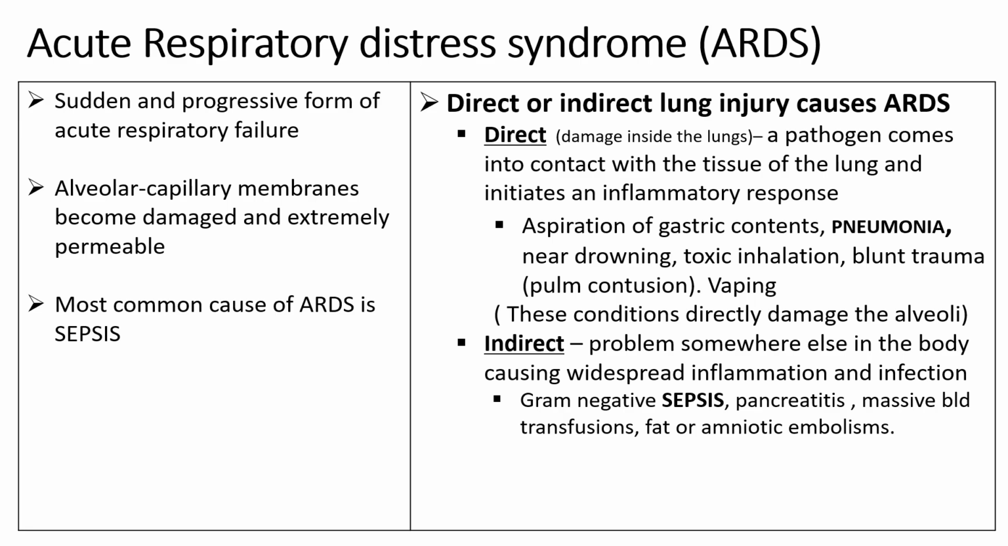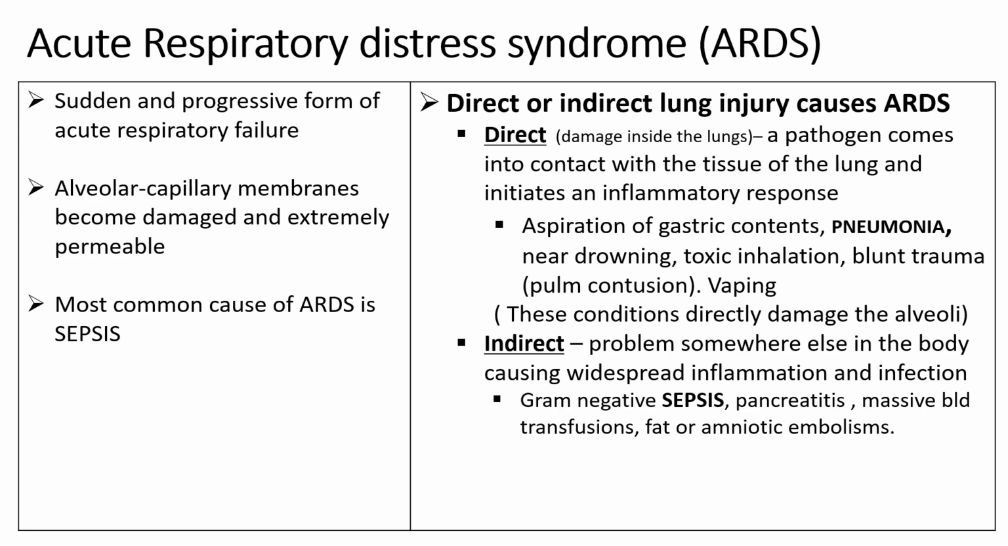The key problem is that the alveolar capillary membrane, which is the thin barrier where oxygen crosses into the bloodstream, becomes injured and extremely permeable. When that barrier becomes leaky, fluid rushes into the alveoli, and when the alveoli are filled with fluid, oxygen simply can't move across. This is why patients with ARDS experience severe hypoxemia, even when we give them high levels of supplemental O2.